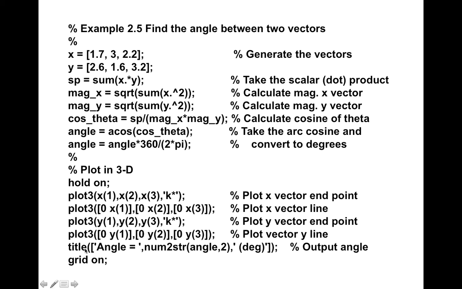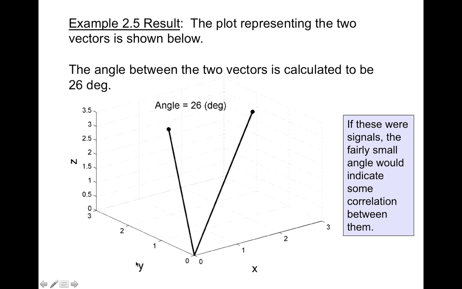And then here's the way you put a title on a graph in a MATLAB plot. This hold on command, what that does is you now can use multiple plot commands, and MATLAB remembers the previous plot command and just holds the graph. So here's what that looks like. Here's our dots that we plotted with the one command, and here's the line that was plotted with another command. You can see that the angle between these two vectors is 26 degrees. If these were signals, this is a fairly small angle, and so there would be some correlation between these two signals.